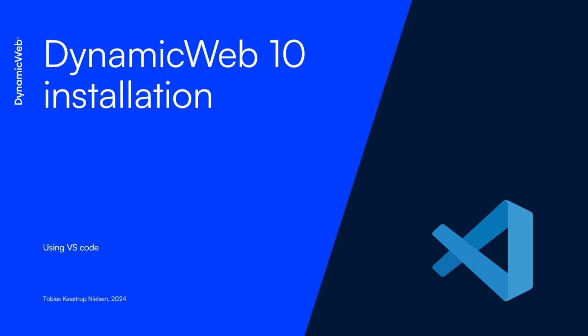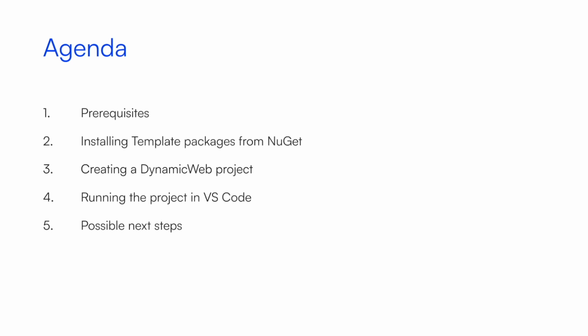I am Tobias, and in this video I will demonstrate how you can use VS Code to install a local DynamicWeb solution and provide intelligence for front-end development and custom functionality. We'll go through the prerequisites on installing template packages from NuGet, on creating a DynamicWeb project and running the project in VS Code. We'll also talk about the possible next steps after that.